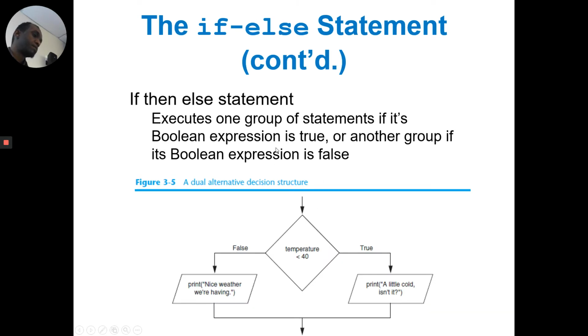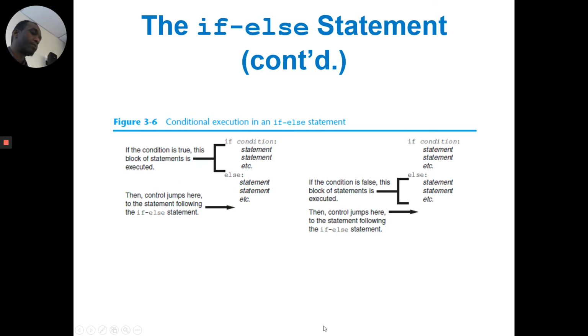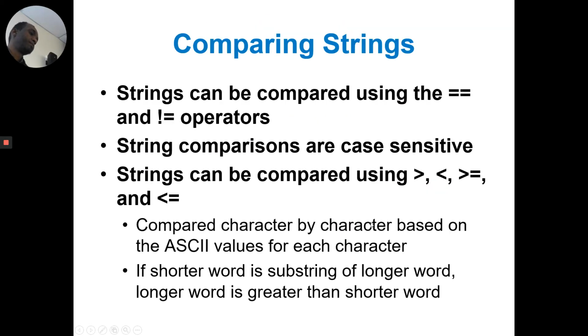So an if-then-else statement executes one group of statements if its Boolean expression is true, or another group if its Boolean expression is false. So here you have if temperature is less than 40. If this statement is true, then you say a little cold outside, and then it exits the block. Okay. So some examples of conditional execution. Basically, you have the structure if condition, else statement, however you want to put it.